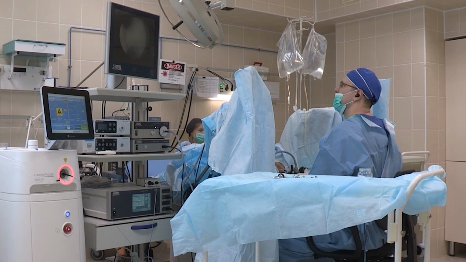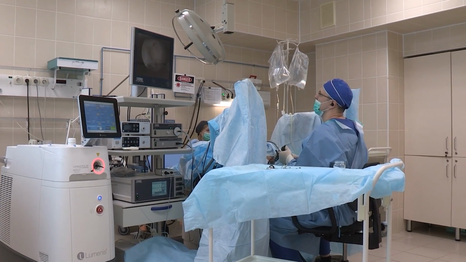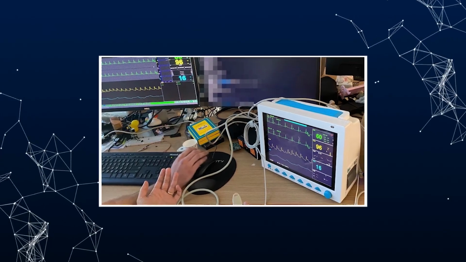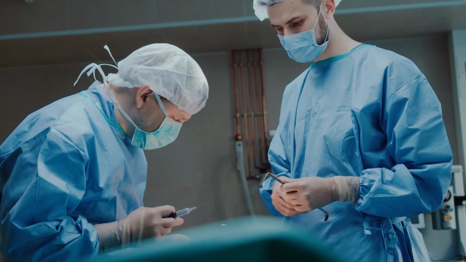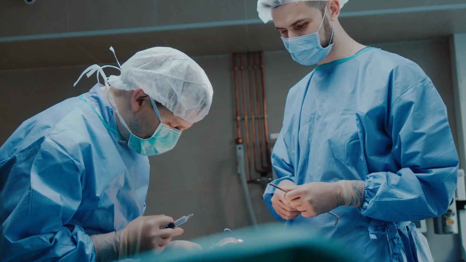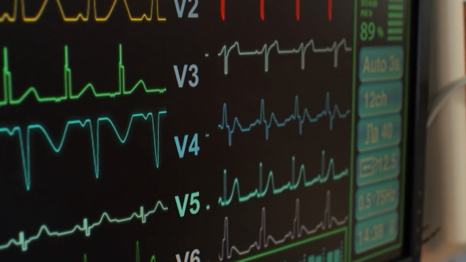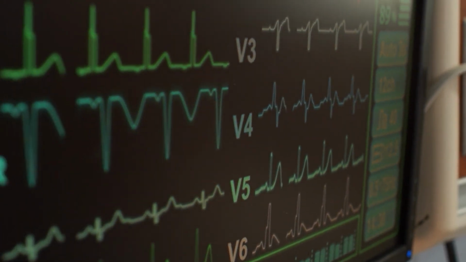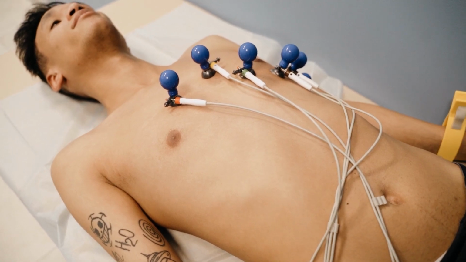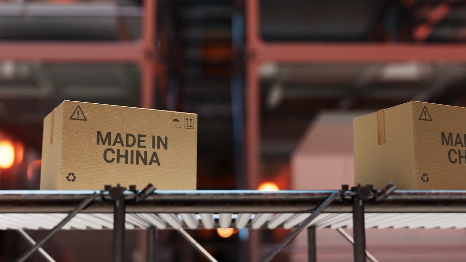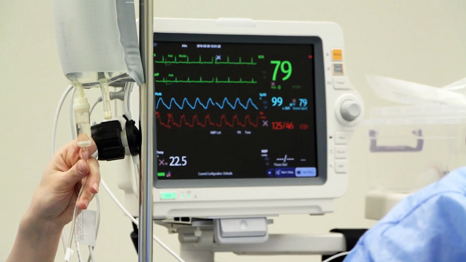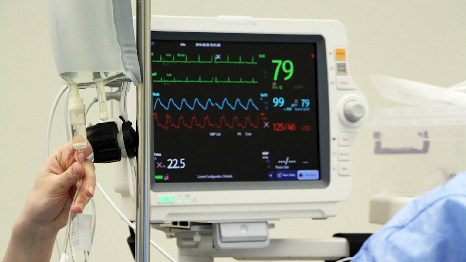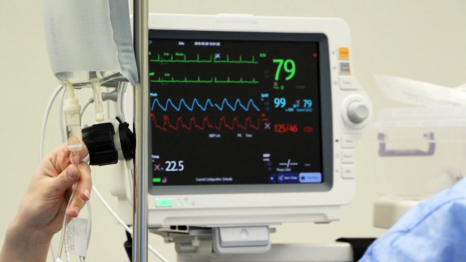A critical security vulnerability has been discovered in the Contec CMS 8000 patient monitor, which is a widely used medical device in US and European healthcare settings. This device, manufactured by Chinese company Contec Medical Systems, contains an embedded backdoor function in its firmware that poses significant risks to patient safety and data privacy.